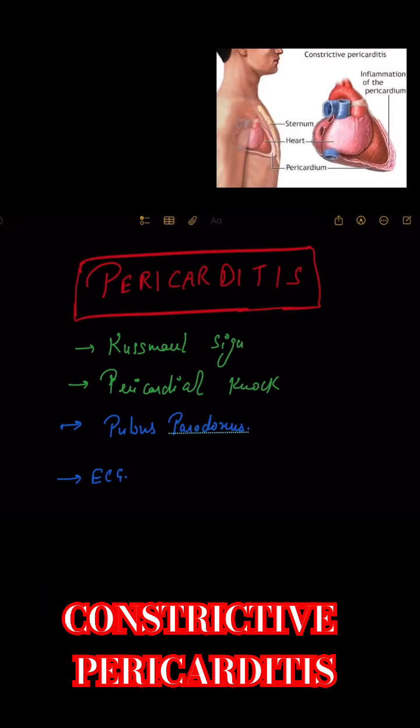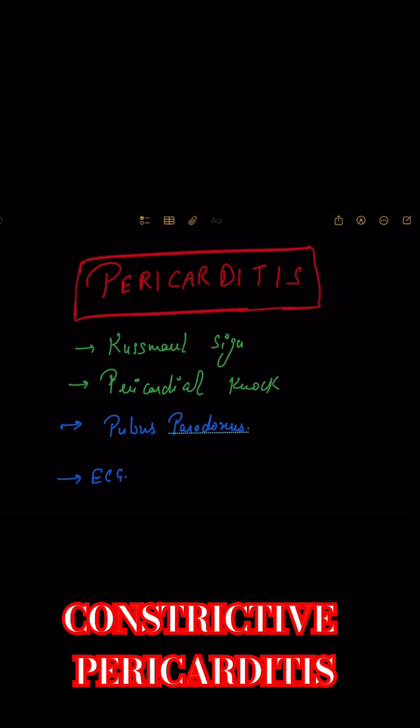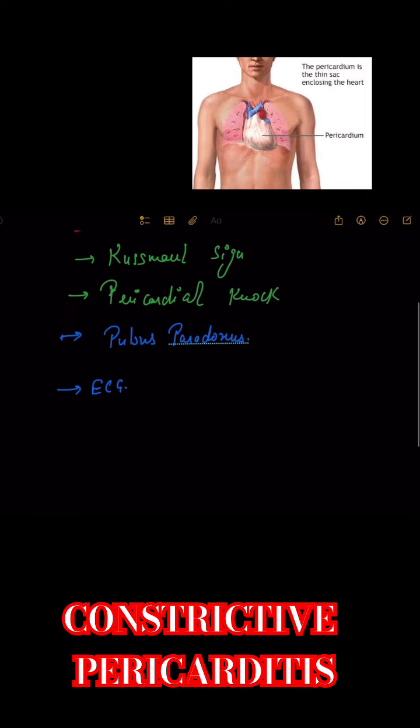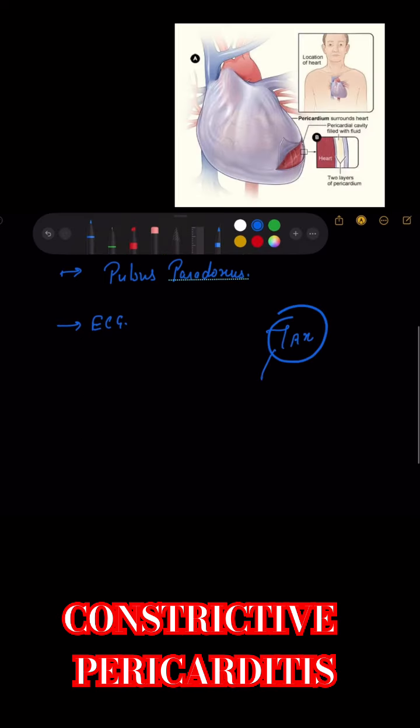Hello guys, we are going to discuss the difference between pericarditis and cardiac tamponade. First of all, let's discuss JVP changes. There is a mnemonic for tamponade called TAX, T-A-X. T for tamponade, X for X wave is prominent.